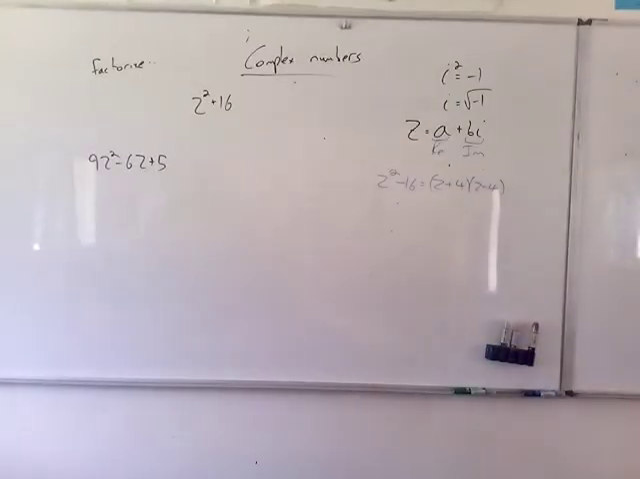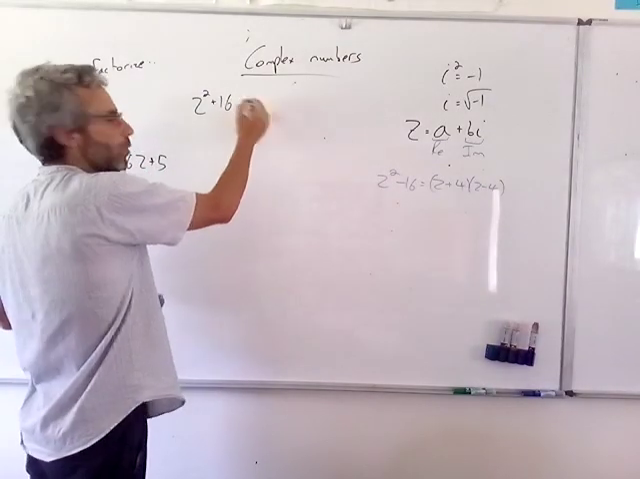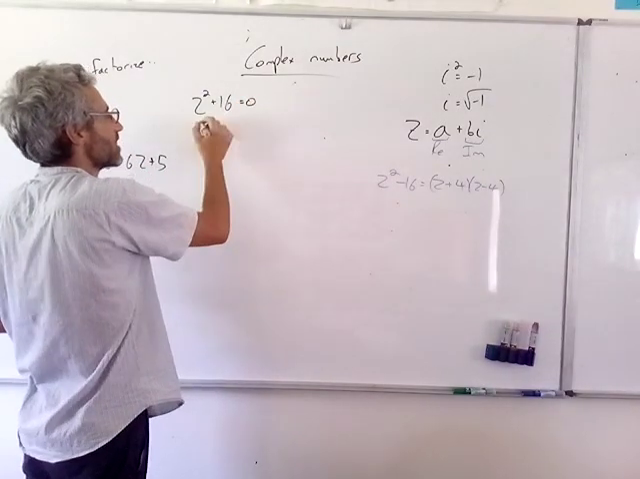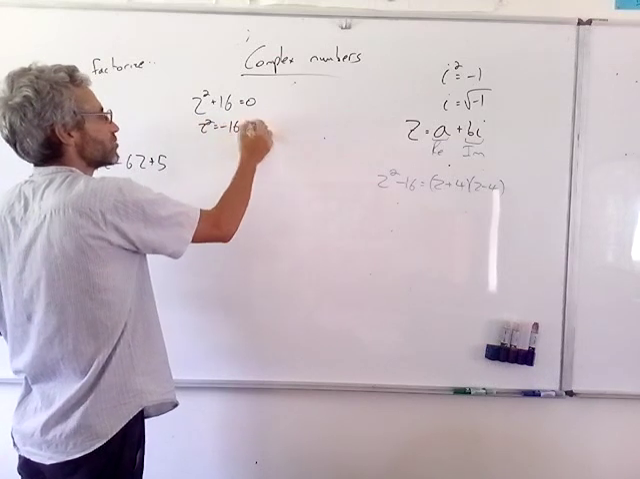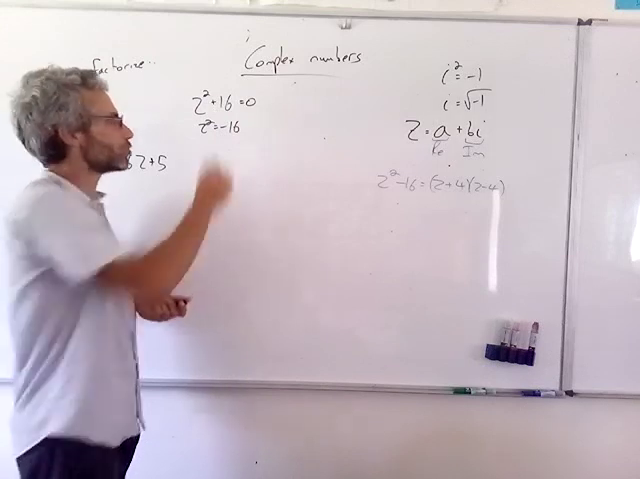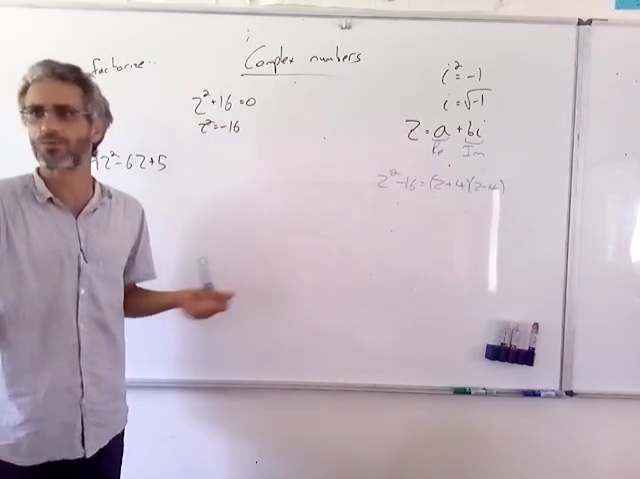Okay, so what Rachel realized is that, you know, it's not an equation, but if I turn it into an equation, I can say z squared equals minus 16, and then I can find out what the roots are. And the roots of this equation are, well, in normal maths, core maths, we said there are no roots.